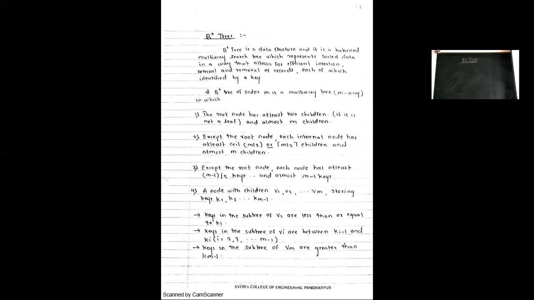Now what is the actual change here? First point we need to consider, that is the root node has at least, so same rules. I will revise all the rules. The first rule is the root node has at least 2 children, and at most m children. So whatever rules we are using for the B tree, same rules we are using for the B plus tree also, right?